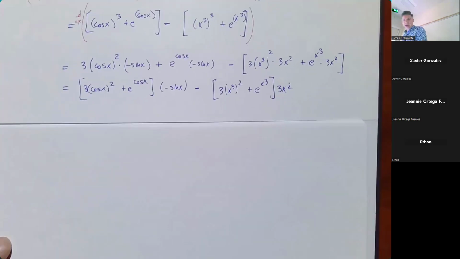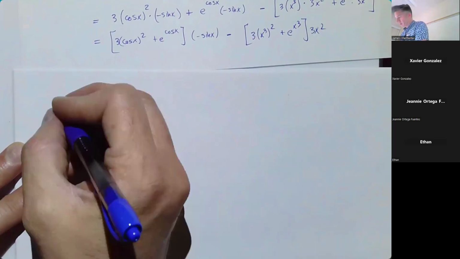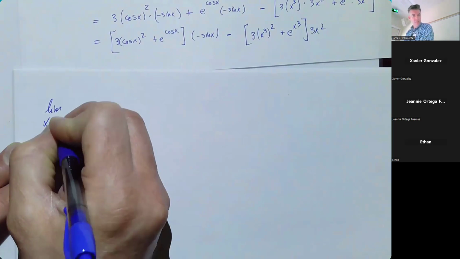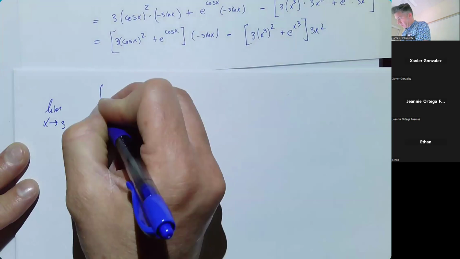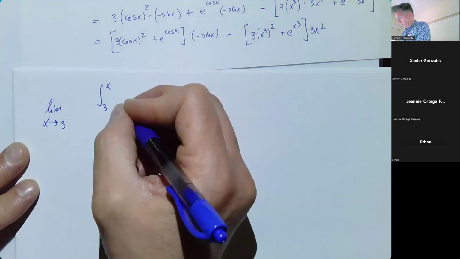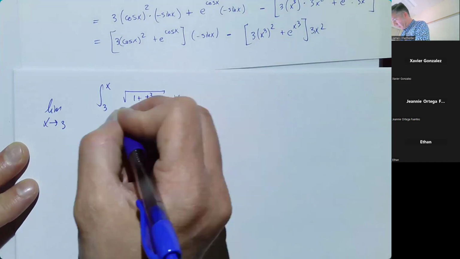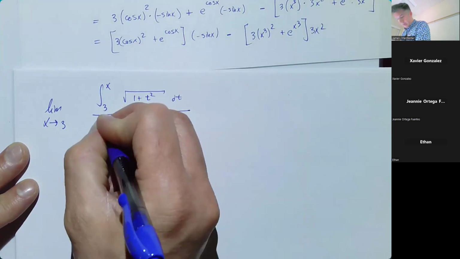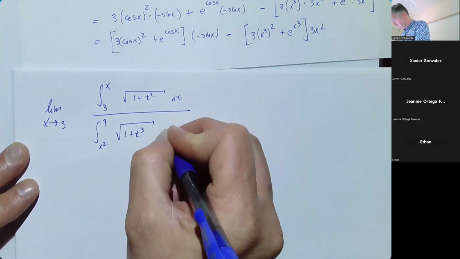So here's a question I could totally see someone asking on an exam and thinking like it was pretty good. Limit as x approaches 3 of the integral from 3 to x of the square root of 1 plus t squared dt over the integral from x squared to 9 of the square root of 1 plus t cubed dt.